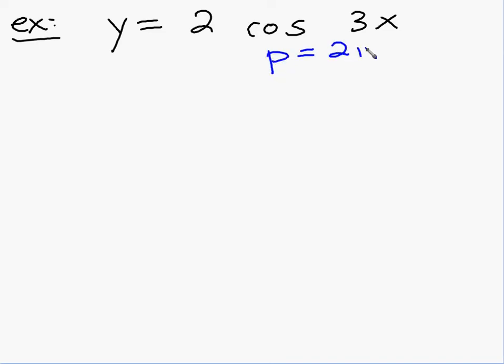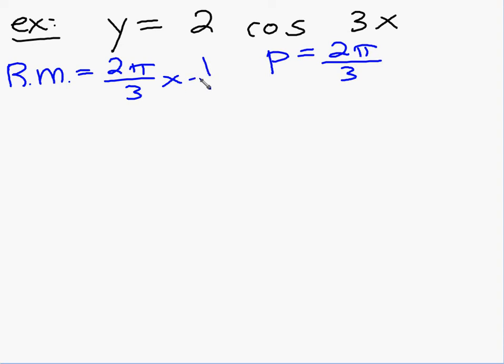Period is always going to be 2 pi divided by the b value. So what's the b value? 3. All right, so there's my period. Next thing you want to do is find your road markers. So let's find the road markers. The road markers are going to be the period times 1/4.